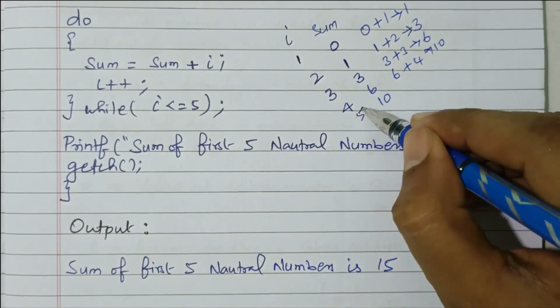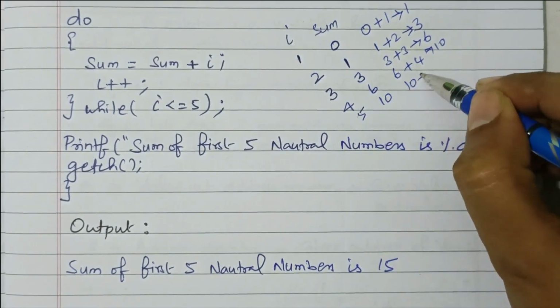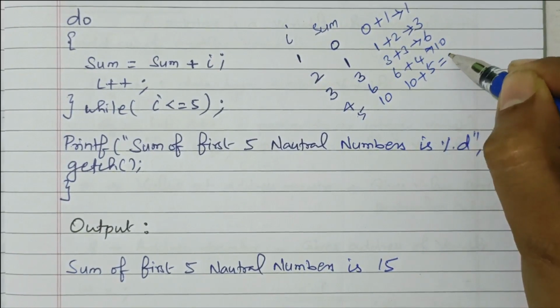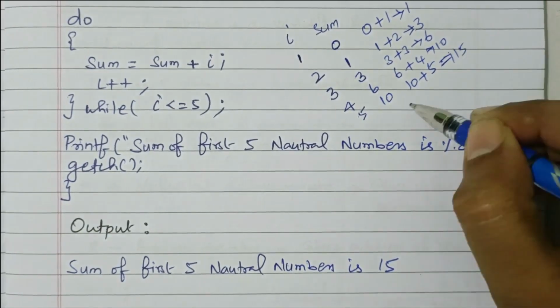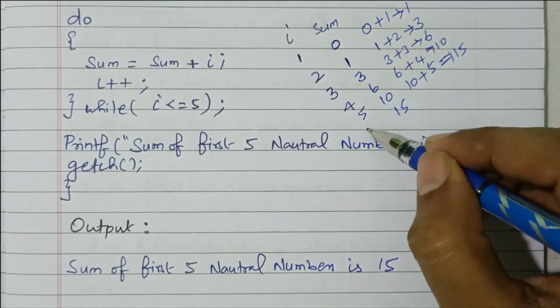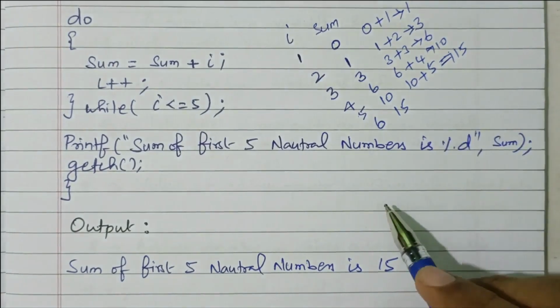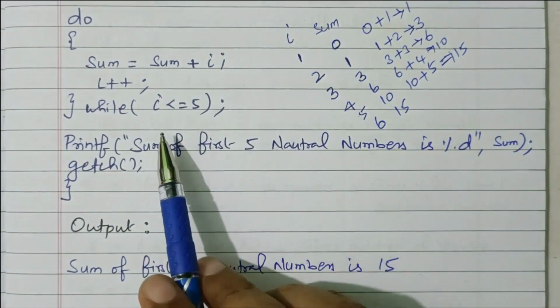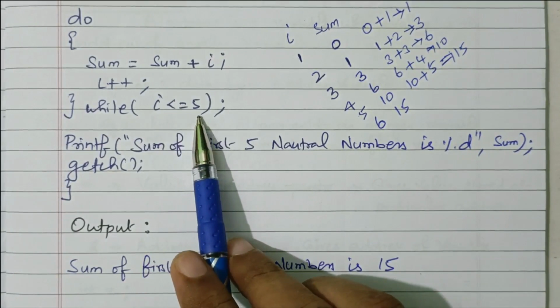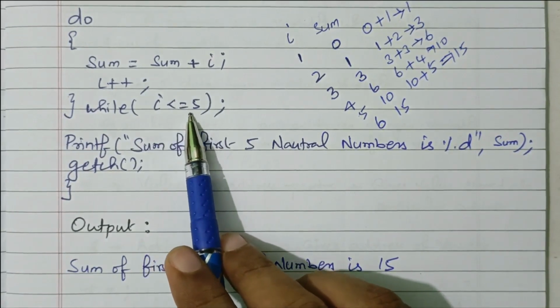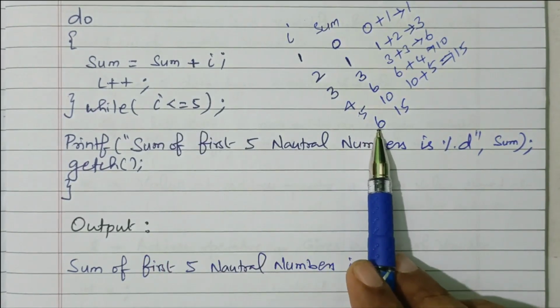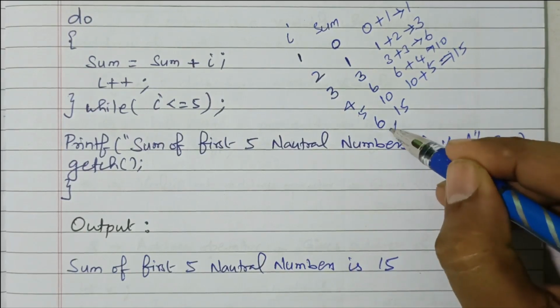I is incremented to 5. Sum equal to sum plus I equal to 15. So now the sum becomes 15. So I is incremented to 6. See this, now the condition is false. I less than or equal to 5. I should be less than or equal to 5, but it is greater than 5. It becomes 6. So it will stop the process.